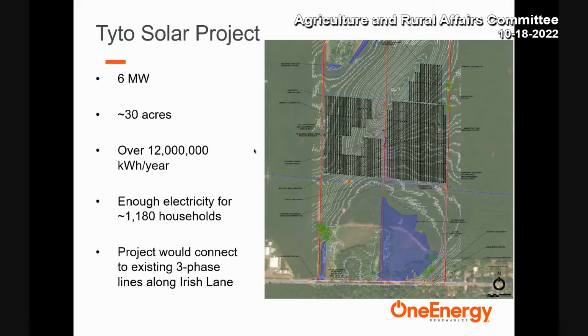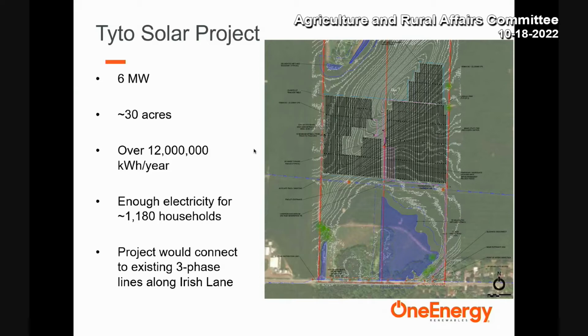So the project itself is 6 megawatts. The project that we built at Maury Field is 5 megawatts. O'Brien Fields, I believe, is 20. So just to put in context, this is in the range of what we would consider a community scale project. It's roughly 30 acres within the fence, and it would be expected to produce around 12 million kilowatt hours per year, which is enough electricity for 1,180 average Wisconsin households.